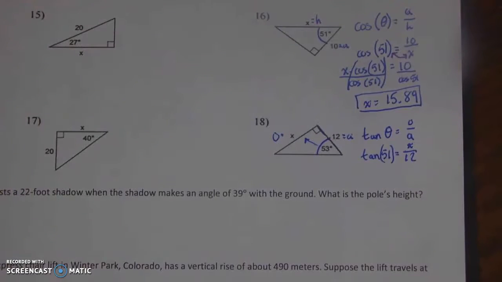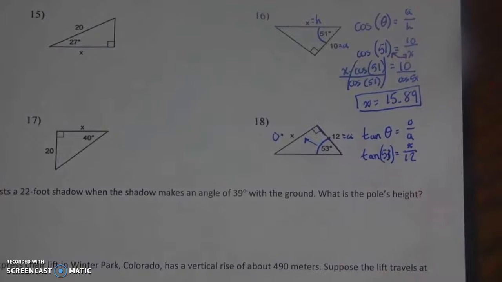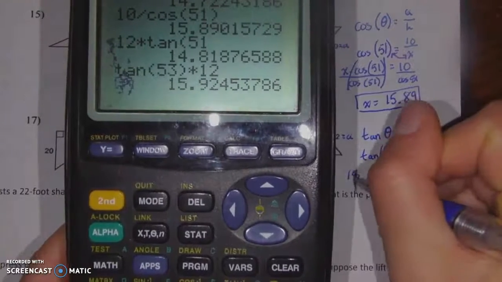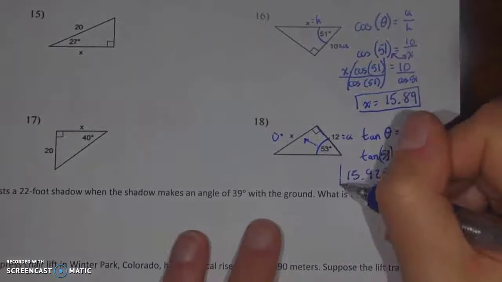14.8187. Or, sorry, this should be 53. So let me do that once more. The tangent of 53 times that 12 is equal to 15.925. Woo, nearly made a mistake there.